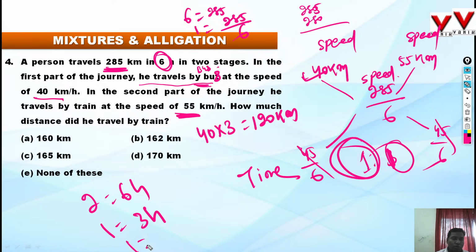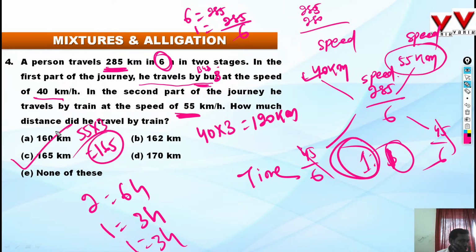This speed is 55 km per hour. Total distance covered by the train at the rate of 55 km per hour in 3 hours: 55 into 3 is equal to 165 km. Option C is our correct answer. Just practice these questions. Then come to the next number, question number 5.